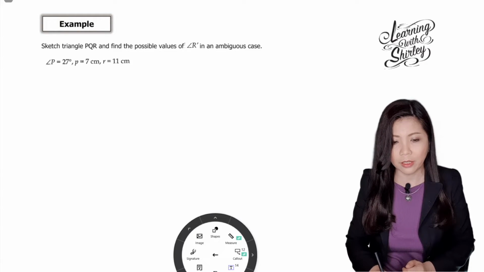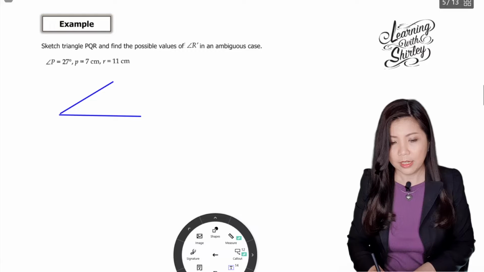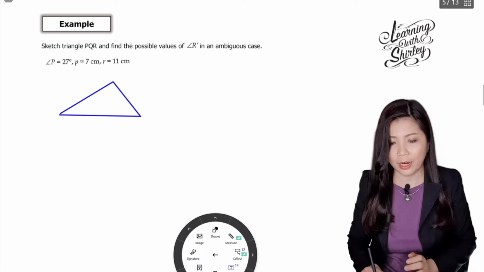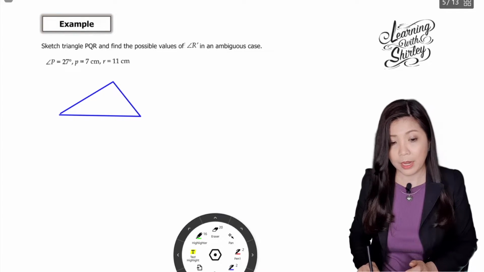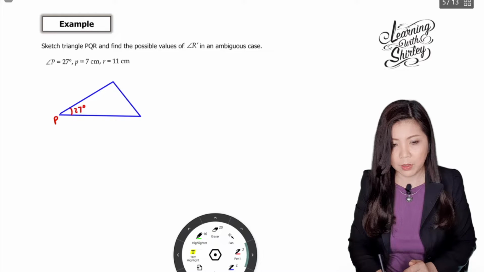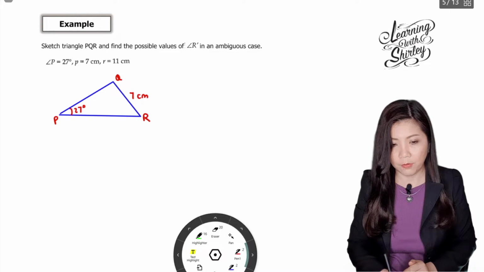So let's sketch this triangle. We know that angle P is 27 degrees, so I'm going to sketch it like that here. Give me time to draw. I can just predict that R is on the right side. Let's say this is the triangle. If it's not right, we can erase it at any time. So we have angle P here, which is 27 degrees, and this side is 7 cm. Let's say this is Q and this is R, so R is over here, which is 11 cm.